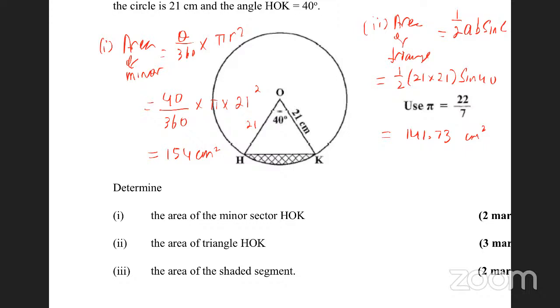I'll give you the shaded region. Look at the diagram properly. If you minus off the triangle from the sector, you should be left with here. So you're minusing 154 and 141.73. How much did you get? 12.37. Nice.